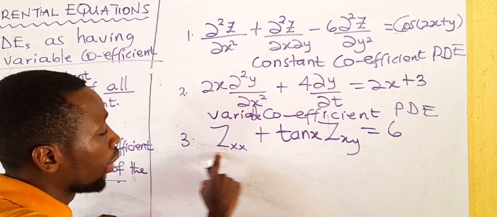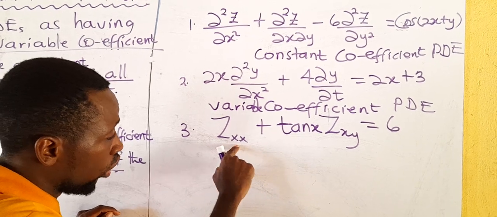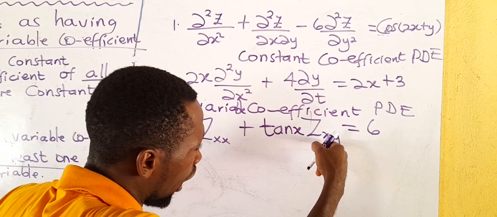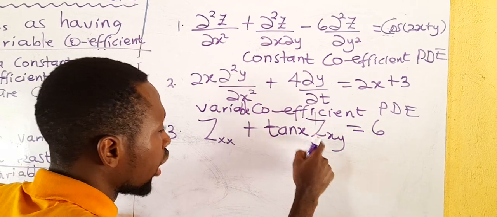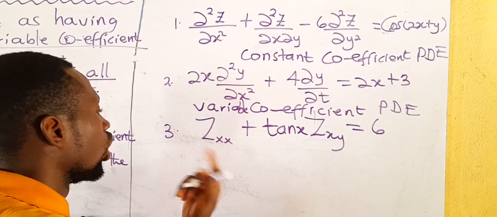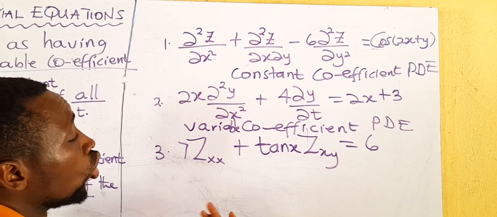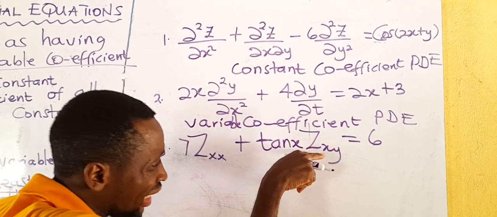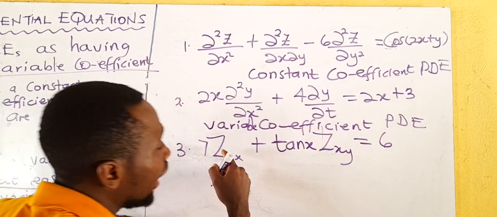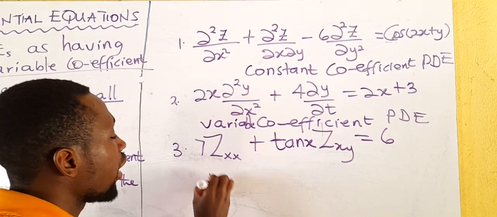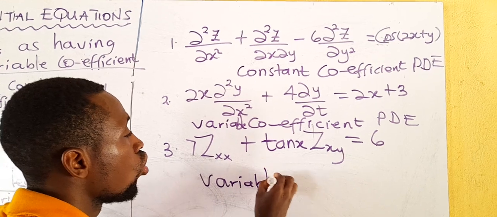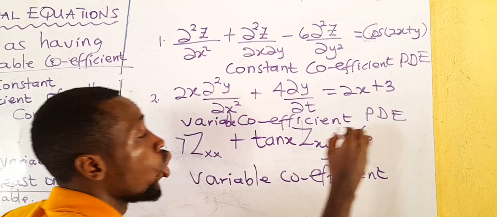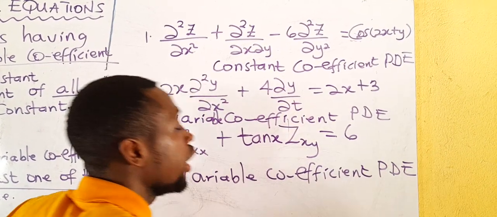Look at it. So this is a partial differential of z with respect to x twice, then tan x, then a partial differential of z with respect to x and then with respect to y, equal to 6. So our attention will be on the partial derivatives. The coefficient here is constant. We can even make it 7, no problem, it's still constant. Now let's check this. Look at this: tan x. x is a variable, and it's attached to the partial derivative. So it does not have a constant coefficient, but rather a variable coefficient. So we can say this is a variable coefficient PDE. I hope you get that.